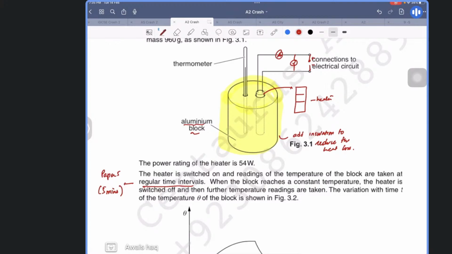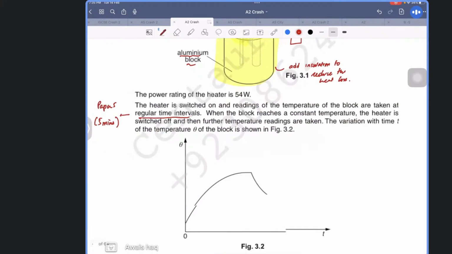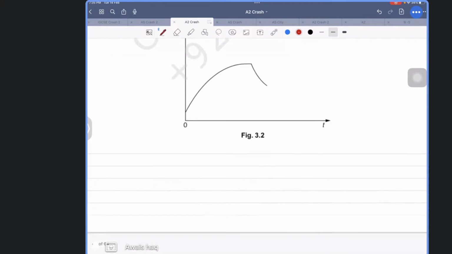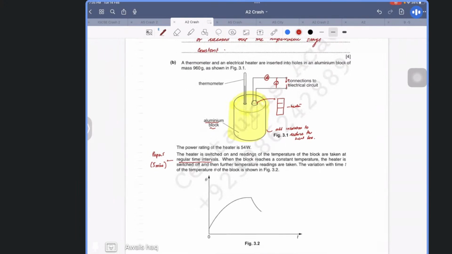Then it says when the block reaches a constant temperature, the heater is switched off and further temperature readings are taken. The variation with time of the temperature of the block is shown, just like they have done it. Okay. Now everybody understands the question. Should I move to the next slide, please?